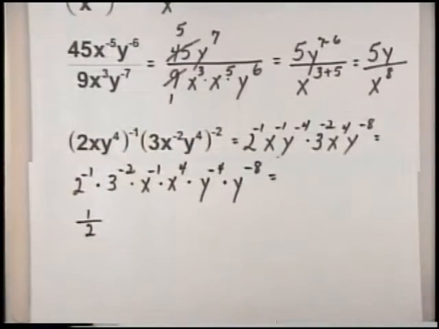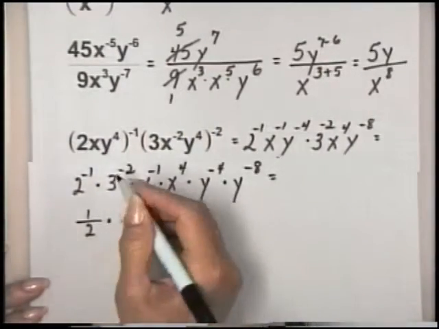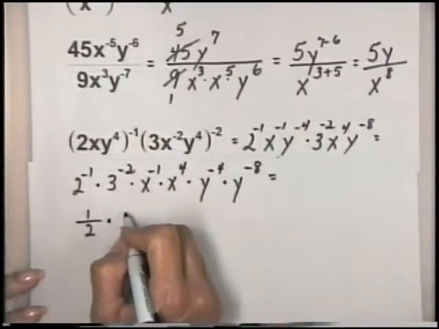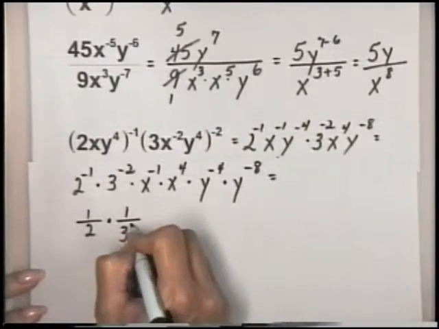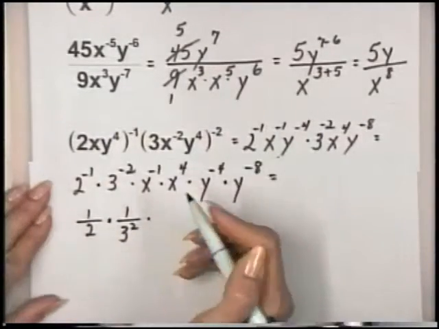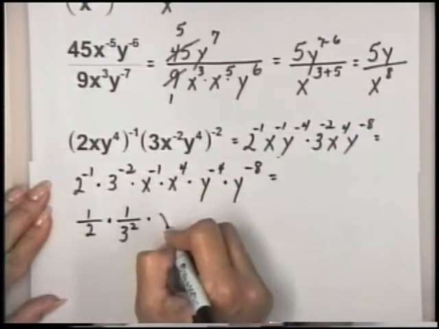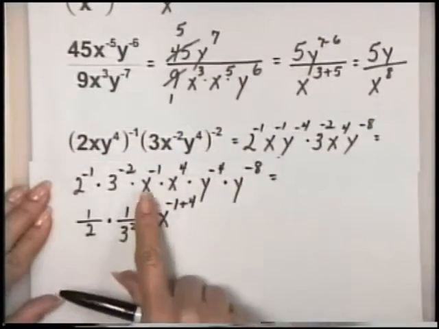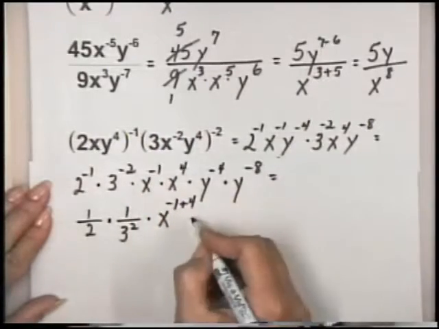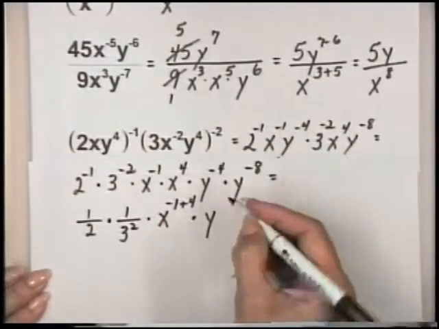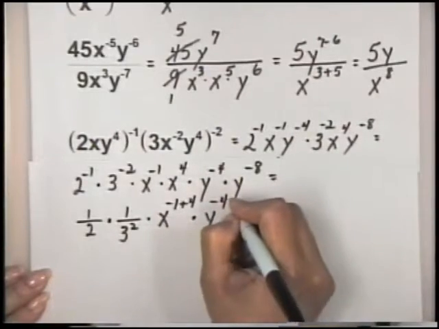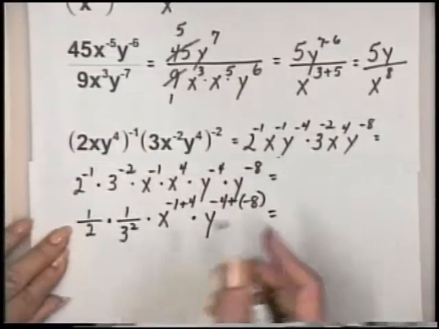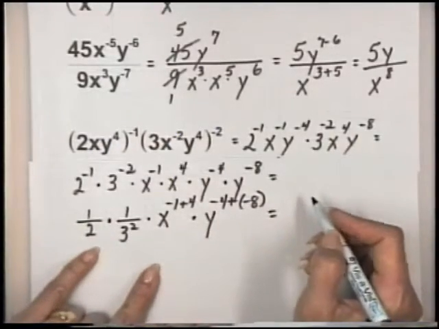Well, 2 to the negative 1 we know is the reciprocal of 2, or 1/2, or you can think of 1 over 2 to the first. 3 to the negative 2nd is the reciprocal of 3, or 1/3 squared, or you can think of 1 over 3 squared. Let's go ahead and multiply our like bases. We'll have x to the negative 1 plus 4. When we multiply like bases, we add the exponent. And for the y, we can say negative 4 plus negative 8.